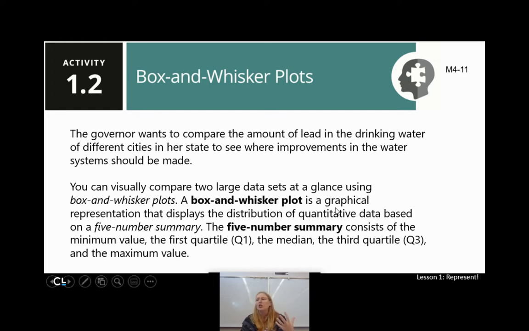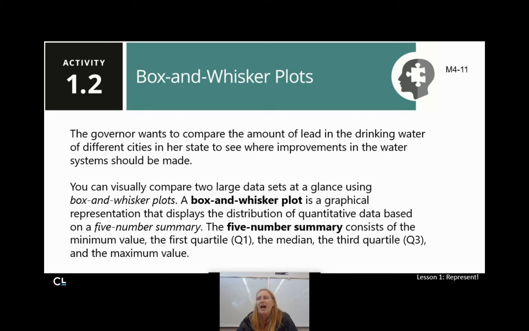A box and whisker plot is a graphical representation that displays the distribution of quantitative data based on what we call a 5-number summary. So a histogram did these big bars, right? It was a big bar graph. A box and whisker plot spreads it across a number line, similar to the way a dot plot does, with some key differences. But again, it just kind of helps us see where our chunks of data lie. Only now it's going to be horizontal instead of vertical like our histogram.